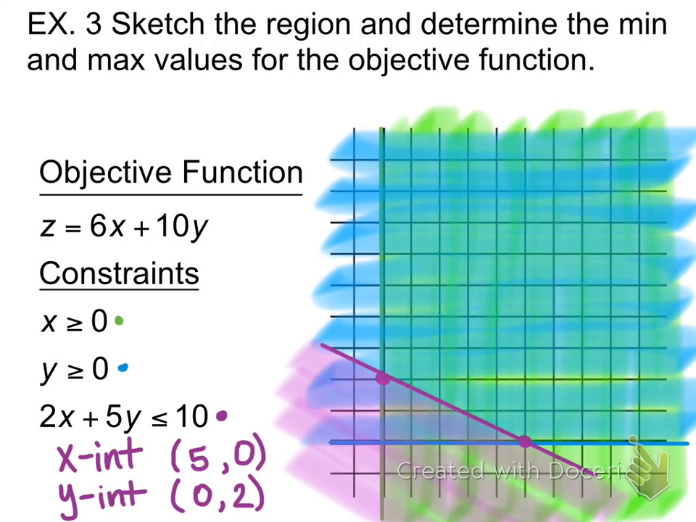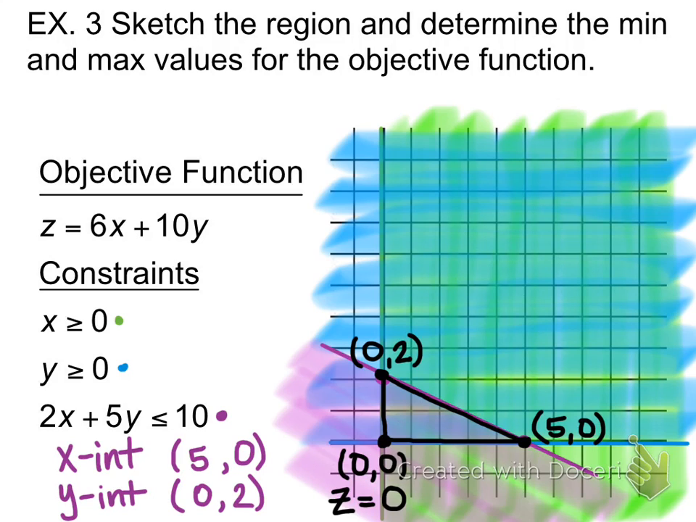What is triple shaded is this triangle that's in the corner of this quadrant. Then I need the vertices for the triangle: (0, 0), (5, 0), and (0, 2). Then I'm going to plug those points into the objective function. If I plug in (0, 0), 6 times 0 plus 10 times 0, z will equal 0.